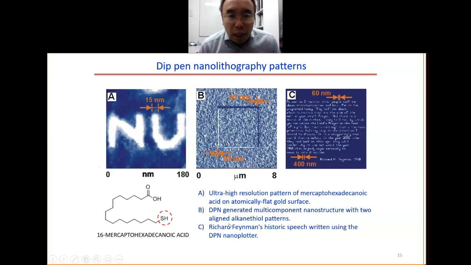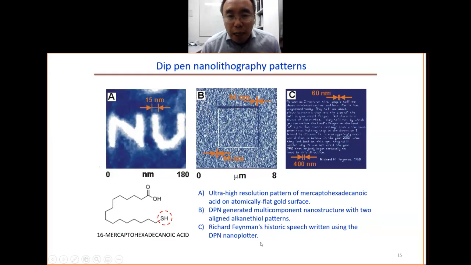But this one is the alkanethiol. This alkanethiol also patterns onto the gold. But this molecule here is different from this molecule here. You can see you can do very good alignment between the two patterns.